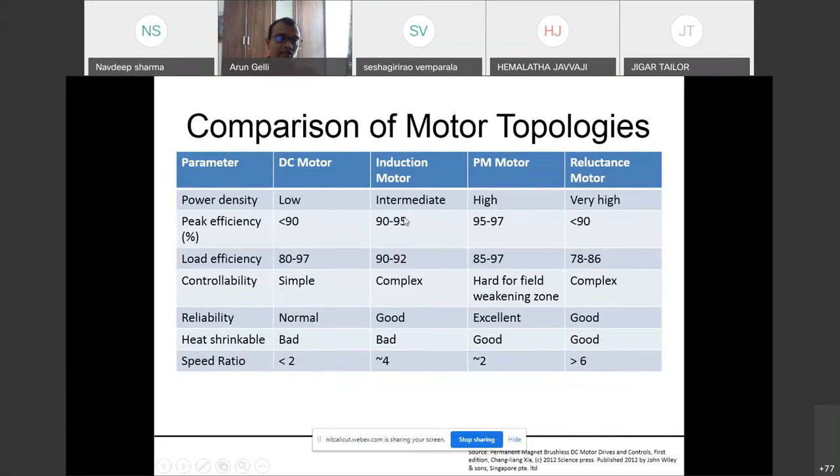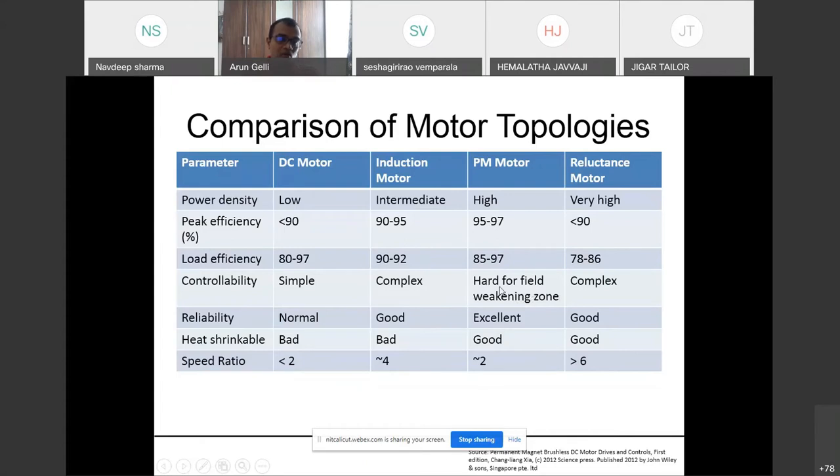Peak efficiency, again, as you can see in the numbers here, the permanent magnet motor scores high when compared to other machines, and this is the critical factor that is actually used. Same with the load efficiency, it is wide operating, and based upon the operating speed, it will vary. But since the efficiency is high, this is one significant factor, as mentioned earlier, used for selecting an electric vehicle application.